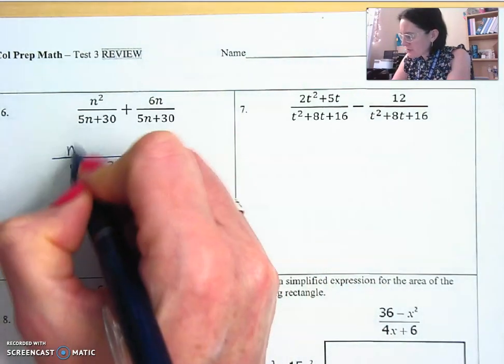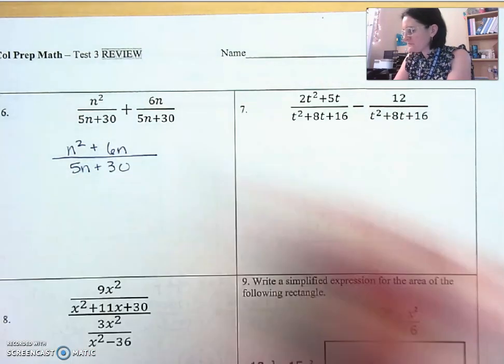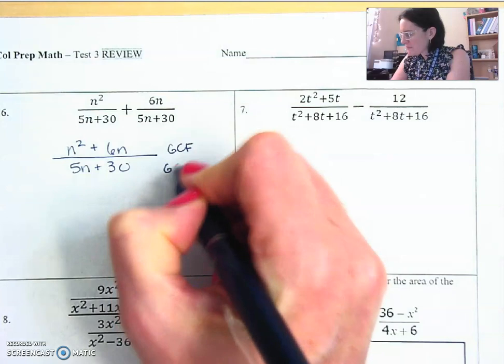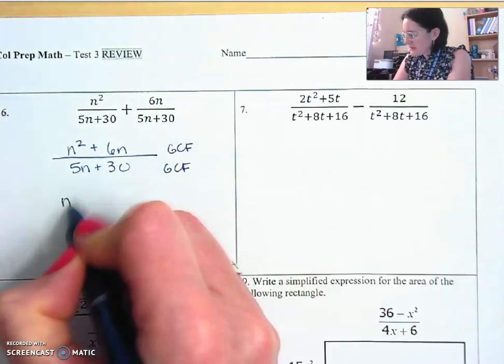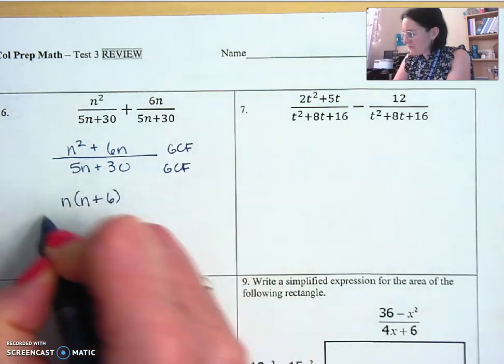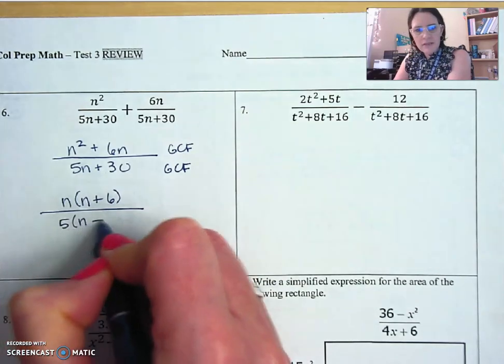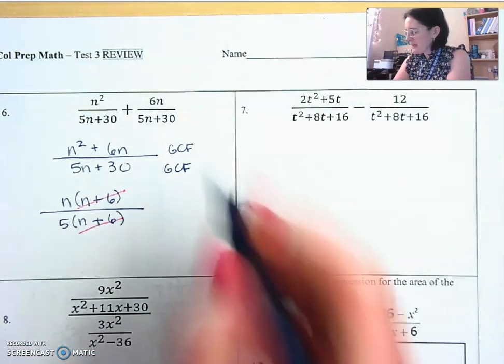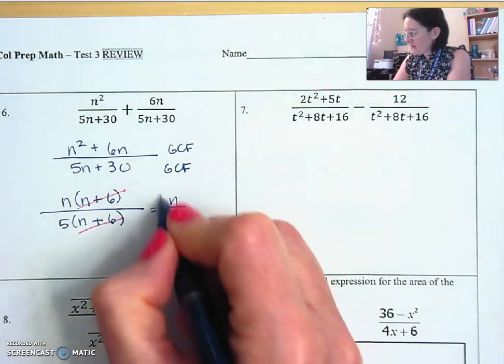Now just combine the numerators, n squared plus 6n. GCF both of these. So that gives me n times n plus 6 over 5 times n plus 6. Cancel, cancel. And I have n over 5.